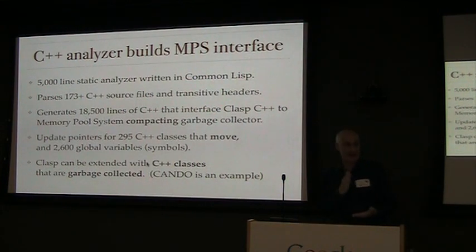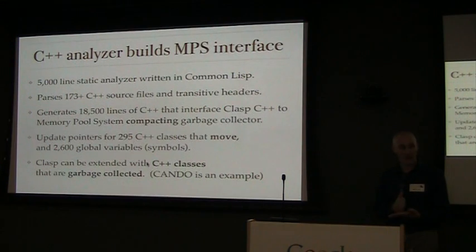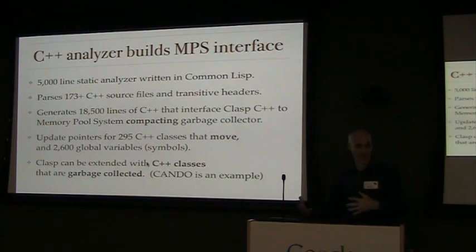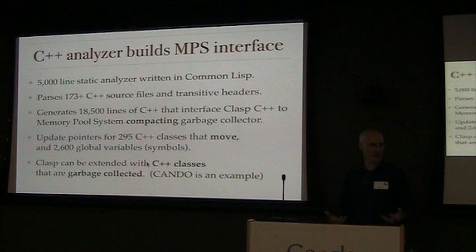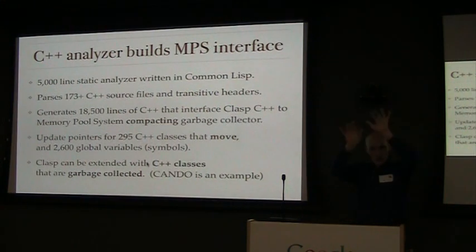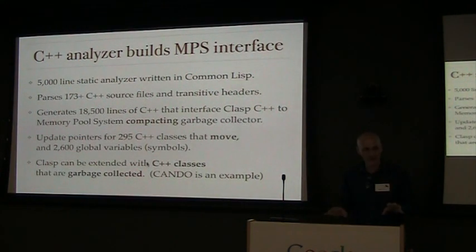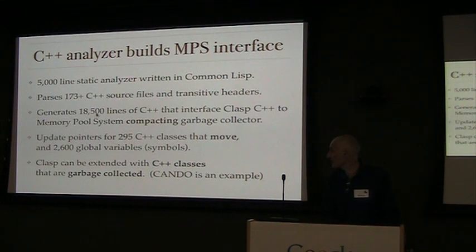Because I exposed Clang, the C++ compiler front end, to Clasp Common Lisp, I was able to write a Common Lisp program that does static analysis of C++ code. It loads the 170 plus C++ source files of Clasp. Because it's a C++ compiler front end, it knows C++. It looks through all of the abstract syntax tree and pulls out every class that needs to be garbage collected, figures out where every pointer is in every class, and builds 150, or now 180,000 lines of C++ code that is the interface between Clasp C++ and the Memory Pool System compacting garbage collector. And all this stuff works.